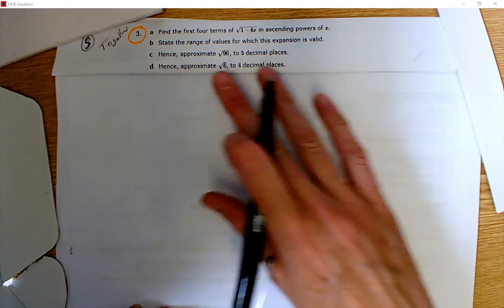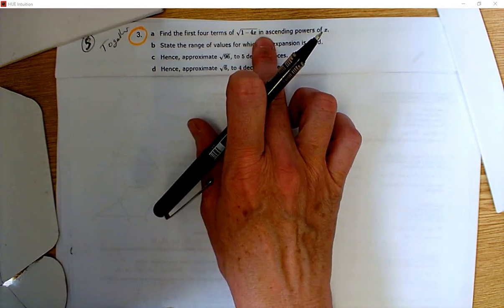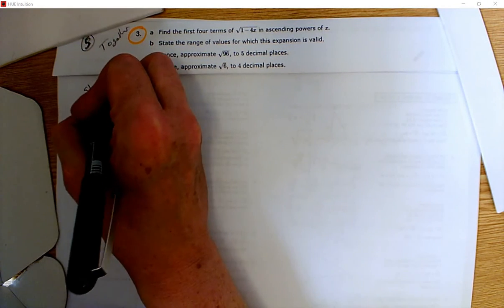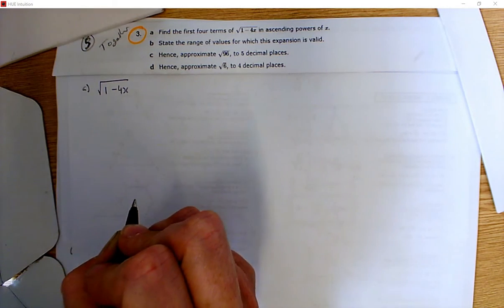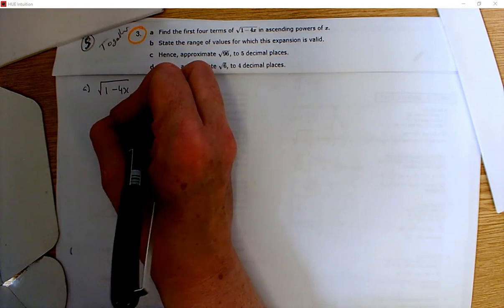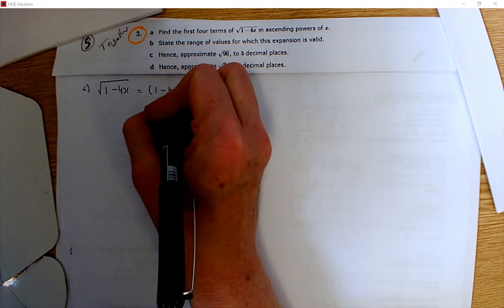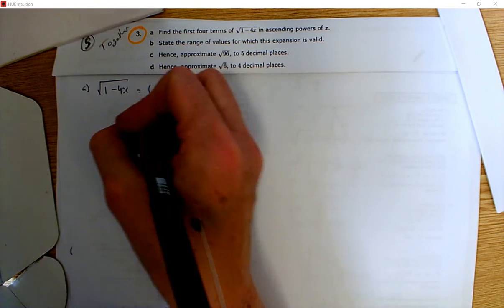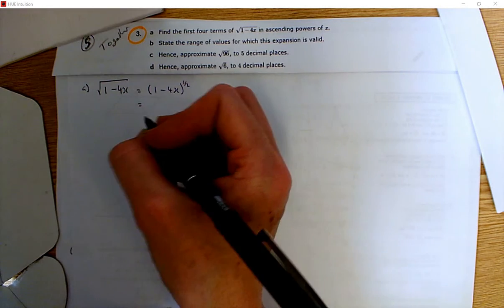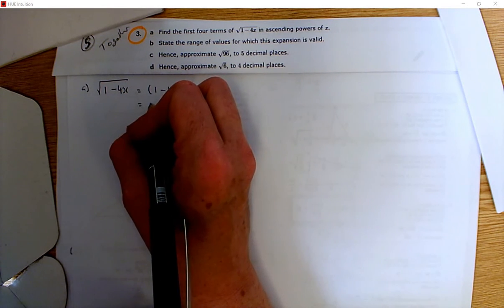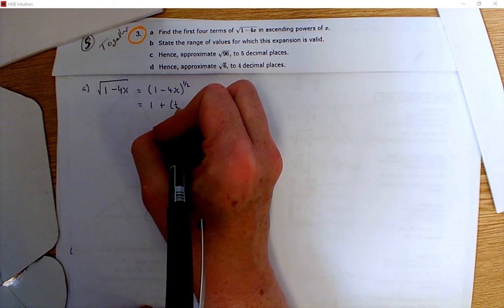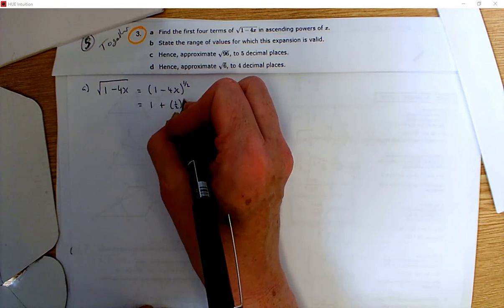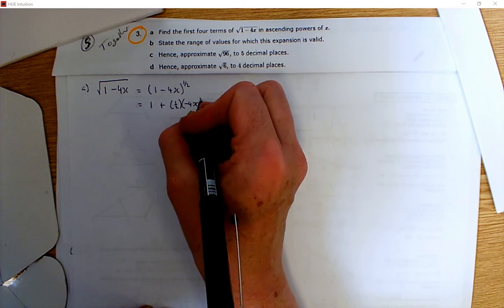Okay, so the first part is to find the first four terms of the square root of 1 minus 4x in ascending powers of x. So we are going to write that as (1 minus 4x) to the power of a half. And then we're using our formula that you've used several times, so we have 1 plus n, which is a half, times our x, which in this case is really minus 4x.